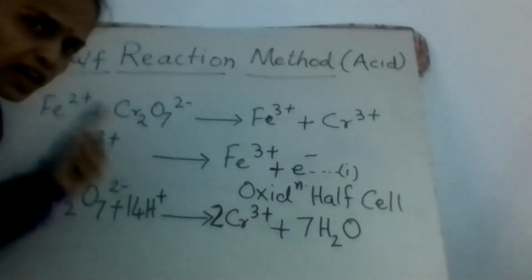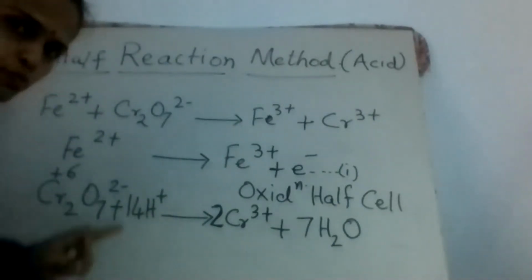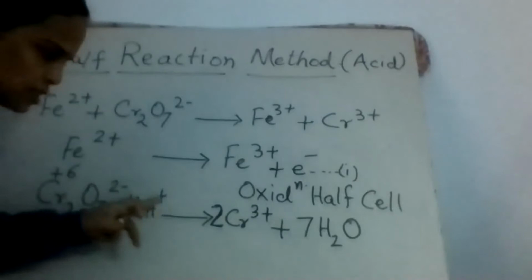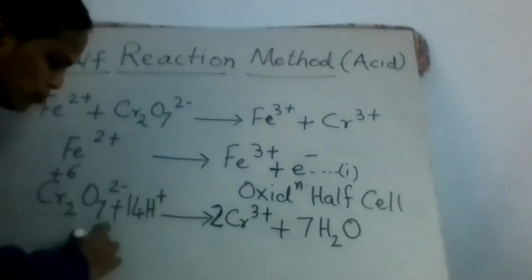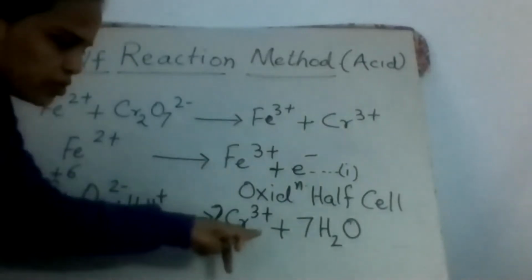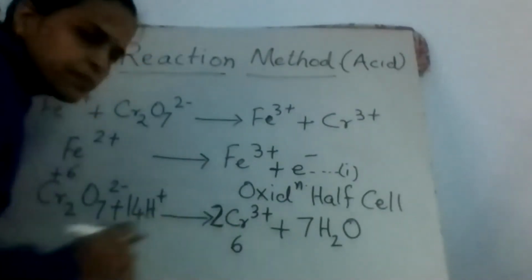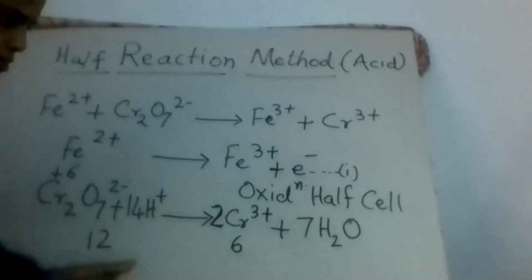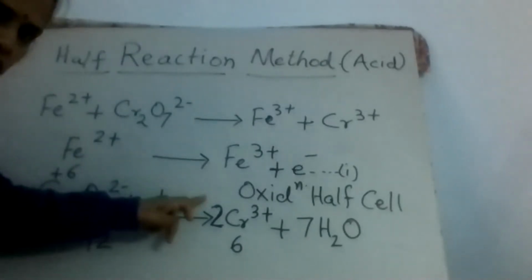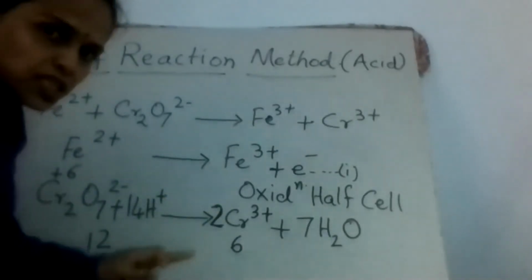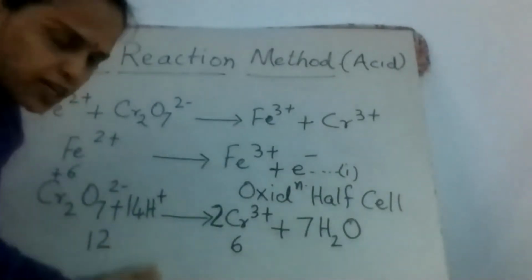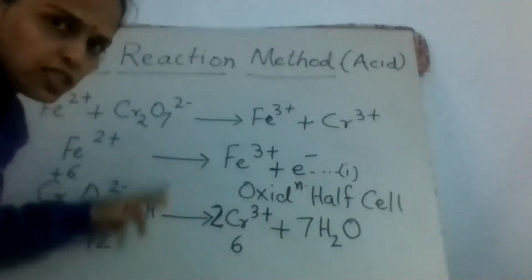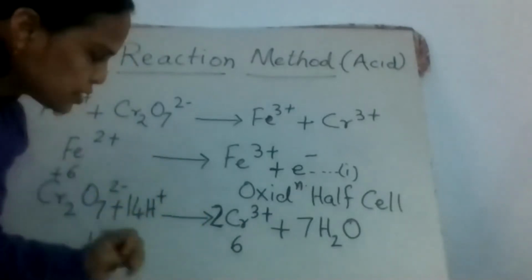Then the last step for balancing this is to balance the charges. The charge on the left hand side is 2 minus plus 14, so 12, and on the right hand side it is 6. Now to balance the charges, I need to add electrons on one side. Chromium goes from +6 state to +3 state. This is a decrease in oxidation number, so this is a case of reduction. Both oxidation and reduction reactions are occurring simultaneously, so it's a case of redox reaction.